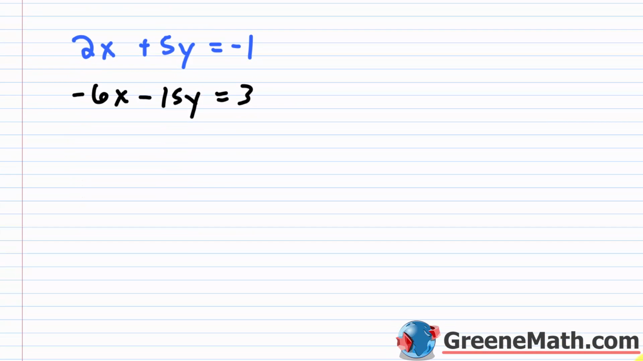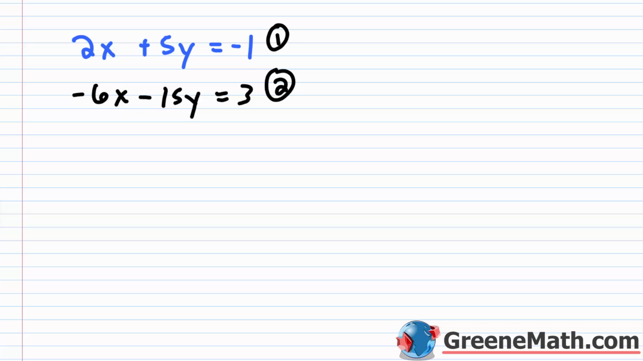But before we even start, you can immediately notice that if I multiply equation 1, or this top equation, by negative 3, I get equation 2. 2x times negative 3 is negative 6x. 5y times negative 3 is negative 15y. Negative 1 times negative 3 is positive 3. So you know that there's going to be an infinite number of solutions, because these two equations are the same. So whatever works in the first equation also works in the second equation.